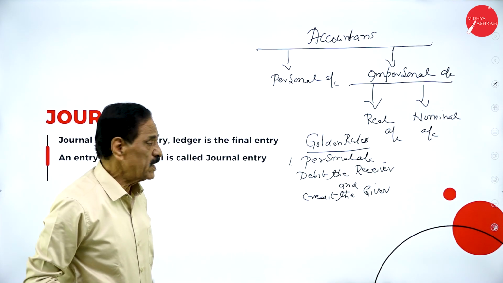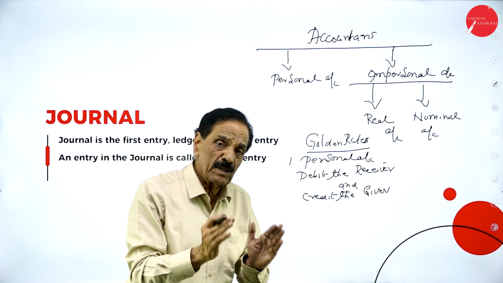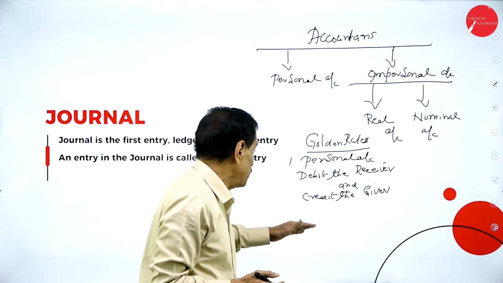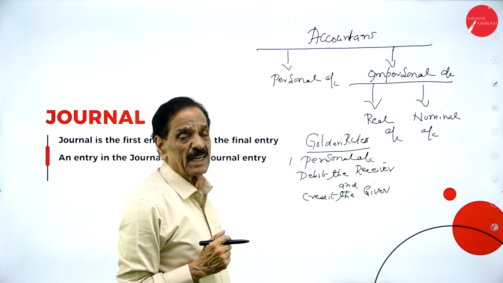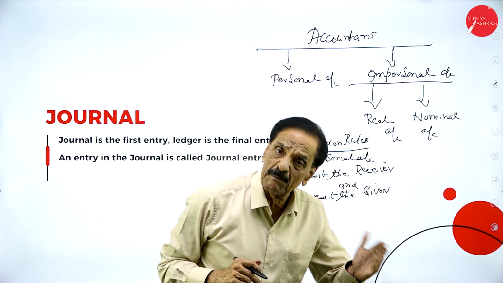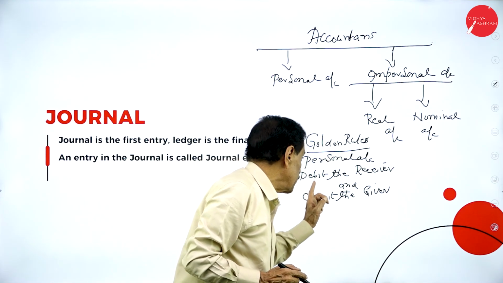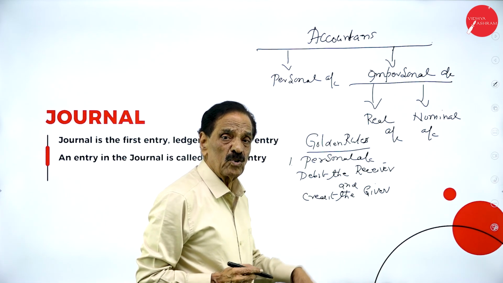What's the rules for this? Personal account, debit the receiver. The person one who receives his account should be debited and put on the left hand side. The person one who gives the benefit, his account should be credited on the right hand side. Left hand side is called debit side, right hand side is called the credit side. The person one who receives, his account should be debited. The person one who gives, his account should be credited.